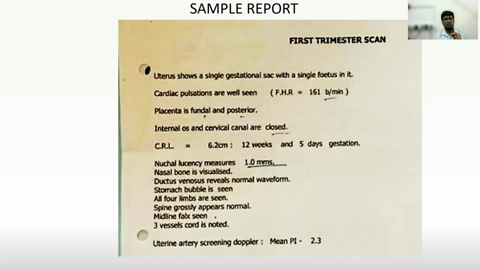We can also do a uterine artery screening Doppler, which is being followed nowadays. And the PI has to be measured. Now, this is an indicator for development of preeclampsia at a later date. Studies have shown that adding that to your first trimester screening will add value to the patient's management.